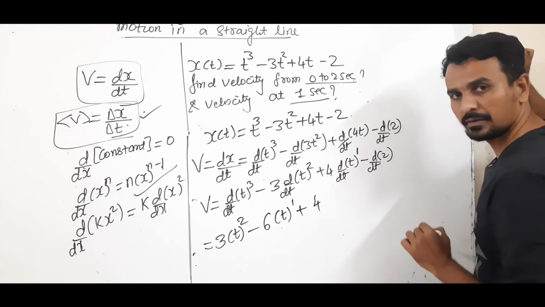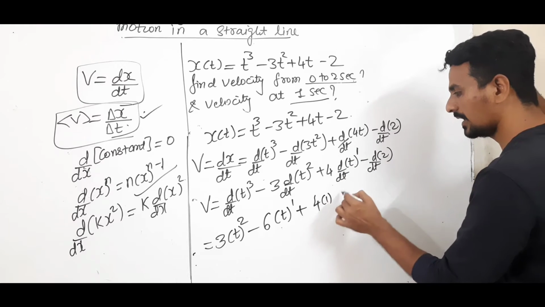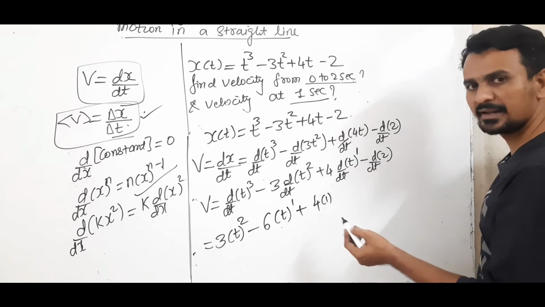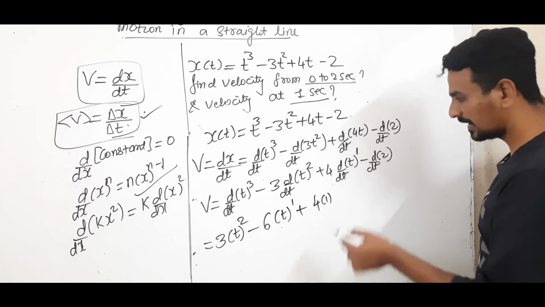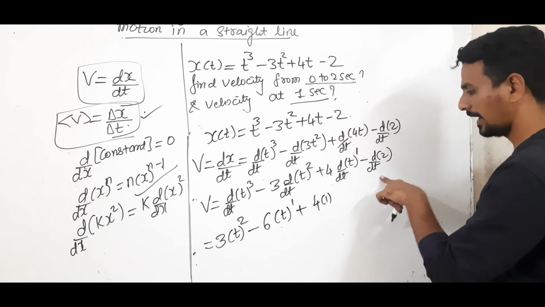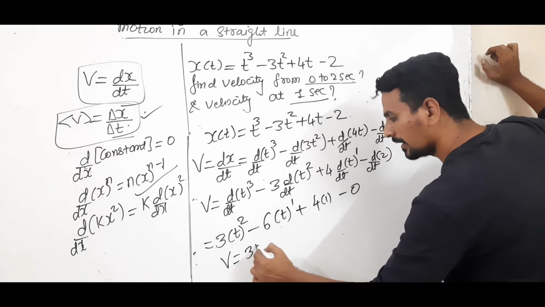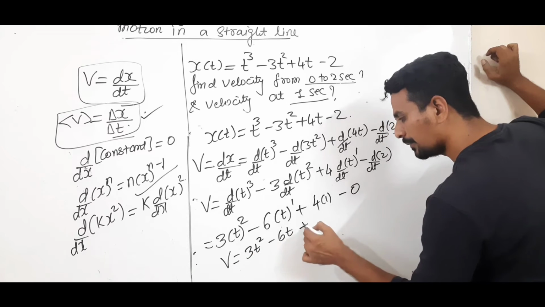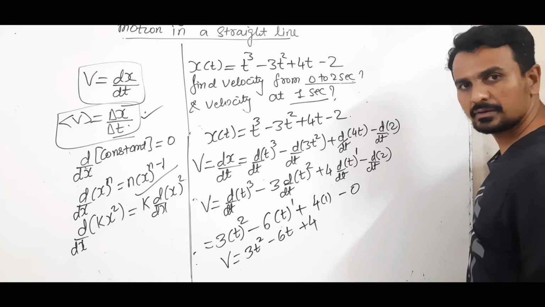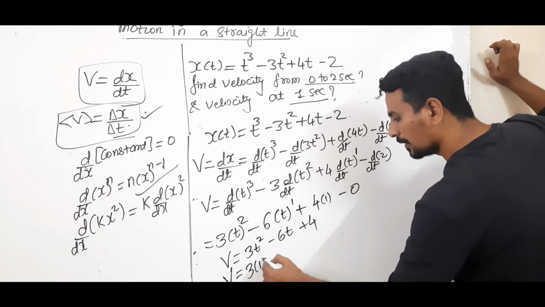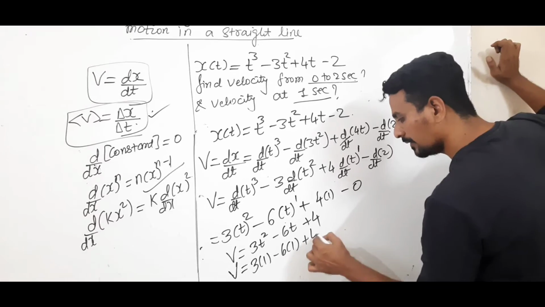Plus 4. The power is 1. 1 will come here, t raised to 1 minus 1, that is 0. And anything raised to 0 is 1. And differentiation of a constant is 0. So velocity is 3t square minus 6t plus 4. Done. Now substitute t equals 1. So velocity will be 3 into 1 minus 6 into 1 plus 4.